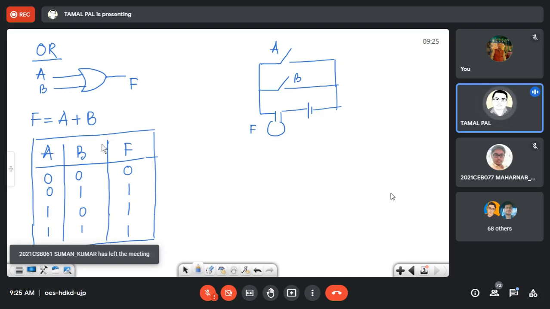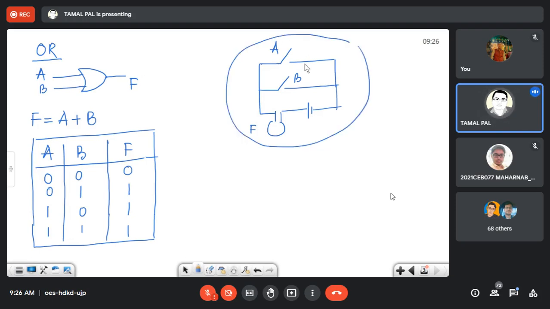So this is the truth table for the logic OR gate, and its behavior is like this circuit. But in your exam, you don't have to mention this type of thing. These are for your understanding. If you mention the symbol, the expression and the truth table, these three things are enough with some description.